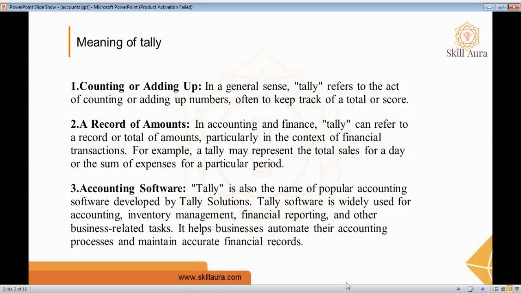Let's have an example. The tally of debit and credit must balance. So you can understand this accounting software as Tally ERP 9, used for managing financial accounts, inventory, and other business operations. So these are the three meanings of tally.